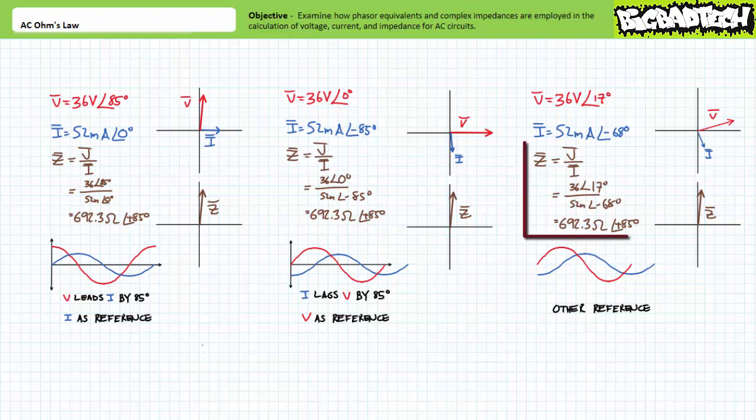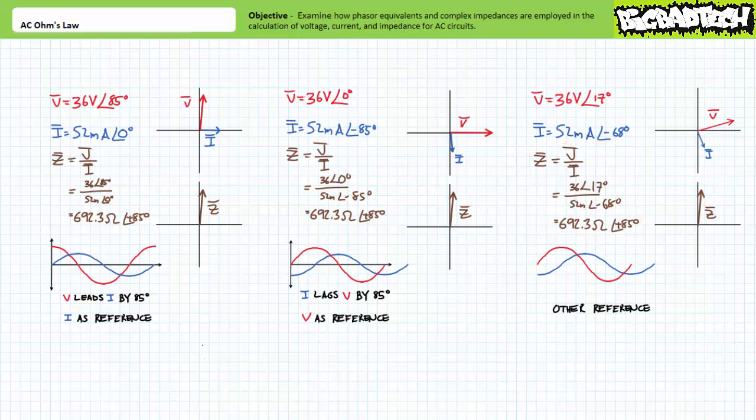Absolutely not. When solving for impedance, we divide the phasor equivalent voltage V by the phasor equivalent current I to solve for the complex impedance Z. Doing so yields Z equals 692.3 ohms at an angle of positive 85 degrees. Exactly the same result we previously obtained.